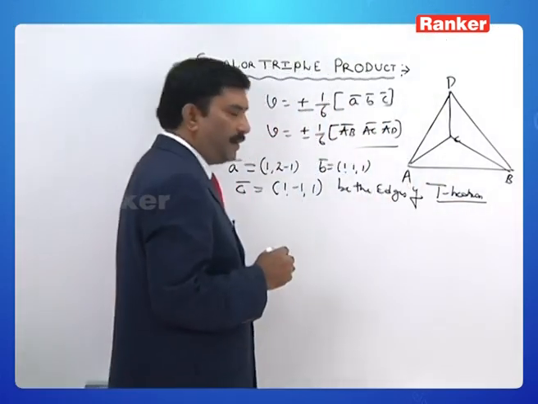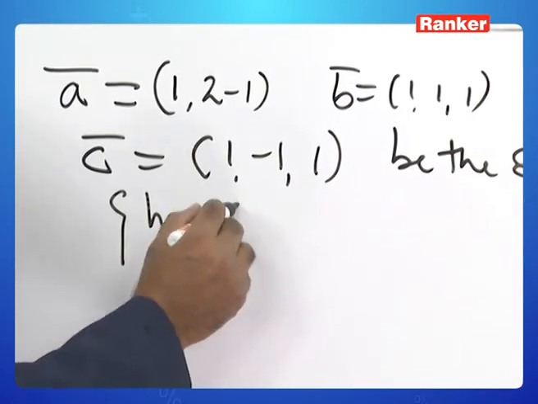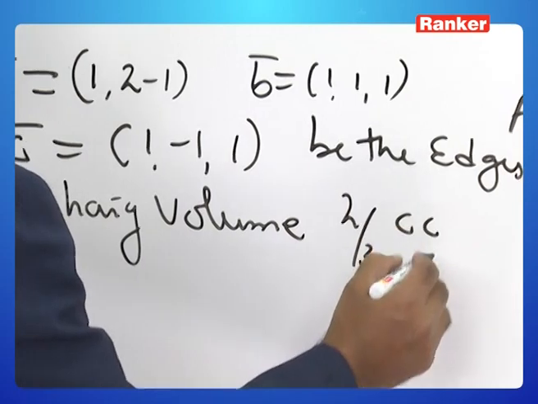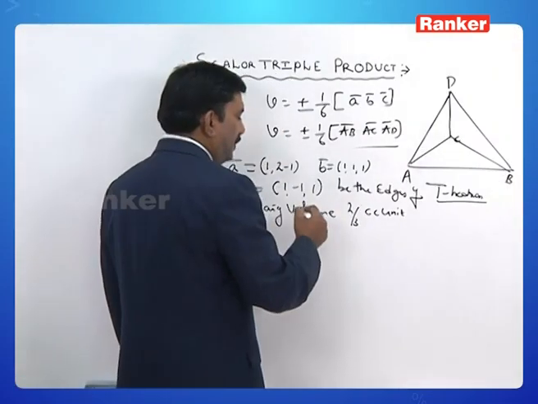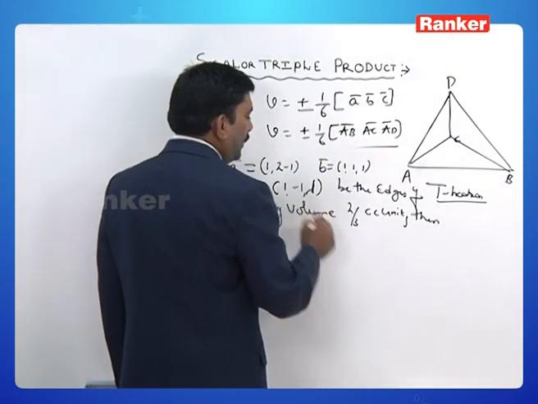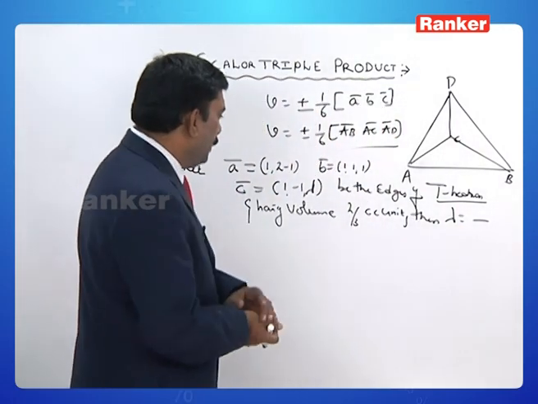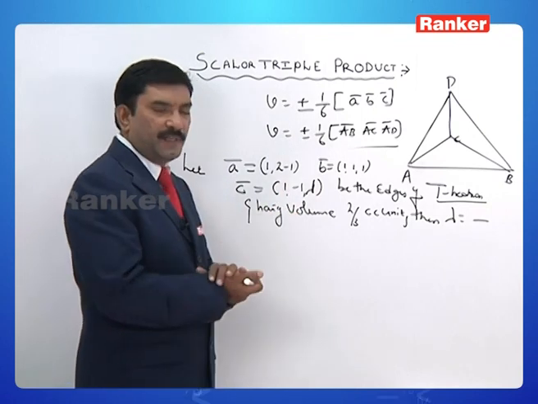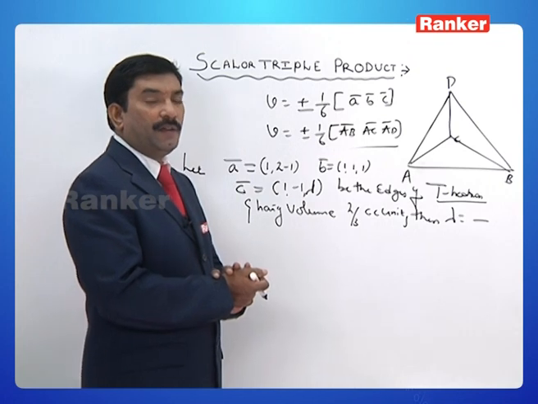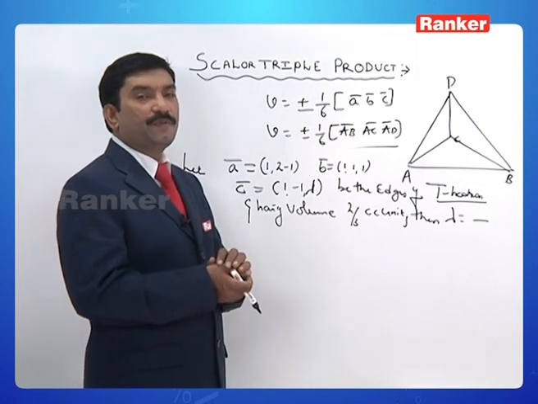In short, the edges of a tetrahedron having volume 2 by 3 cubic centimeters. Then lambda is equal to dash. Look, when A bar, B bar, C bar represent the edges of a tetrahedron, and they represent a tetrahedron of volume 2 by 3 cubic centimeters, then we are supposed to find out lambda.